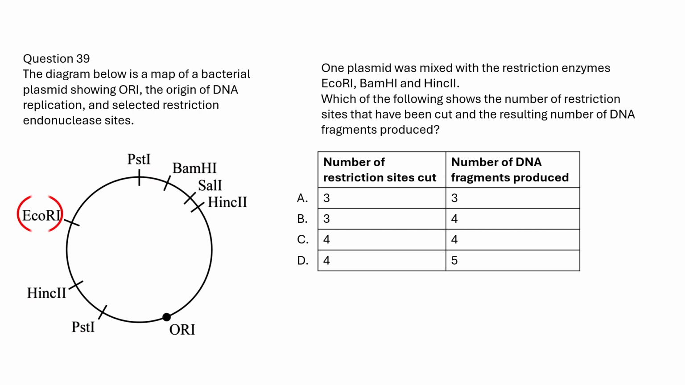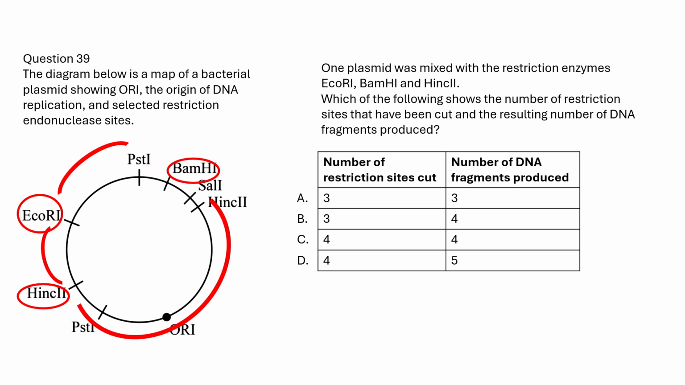When restriction enzymes cut a plasmid at 3 restriction sites, they produce 3 DNA fragments. This demonstrates the principle that for a circular DNA molecule like a plasmid, the number of fragments generated equals the number of restriction sites cut. However, the standard answer is C. I don't think that it is correct.